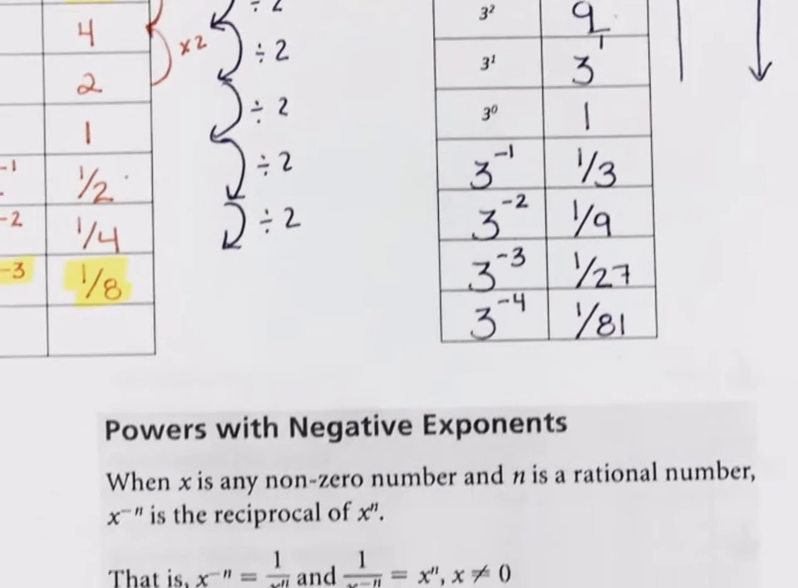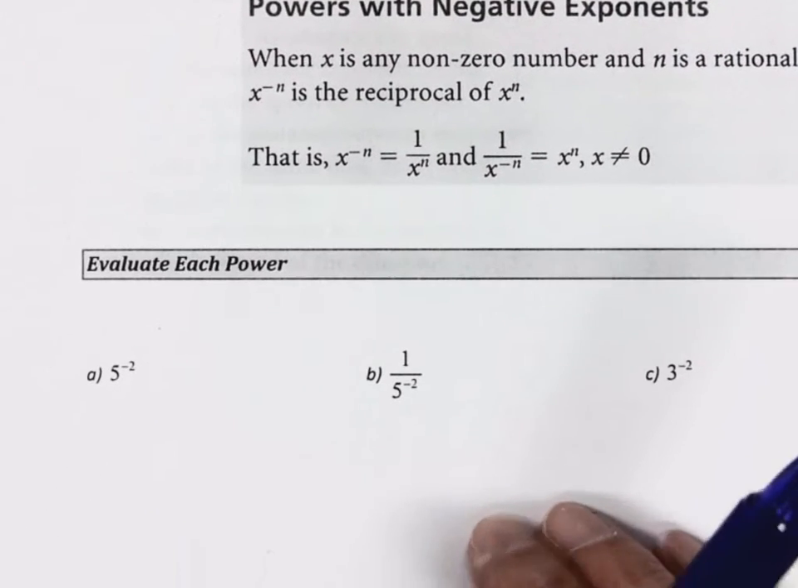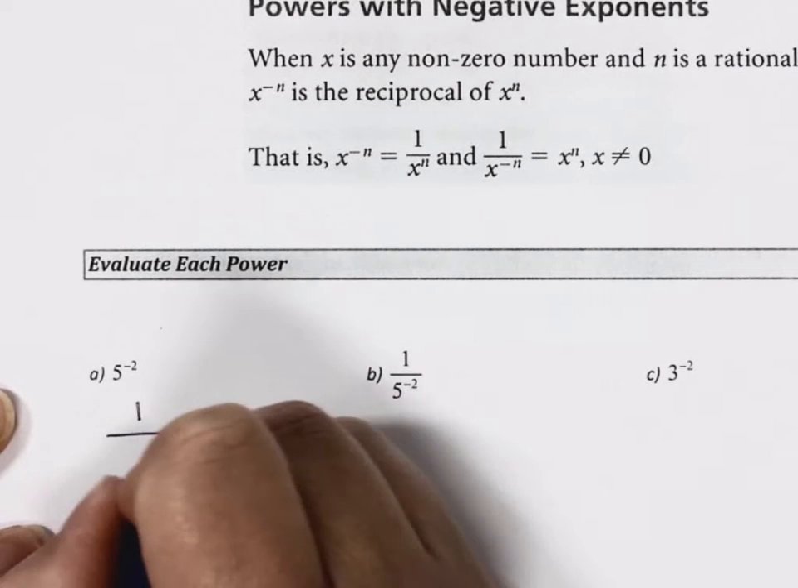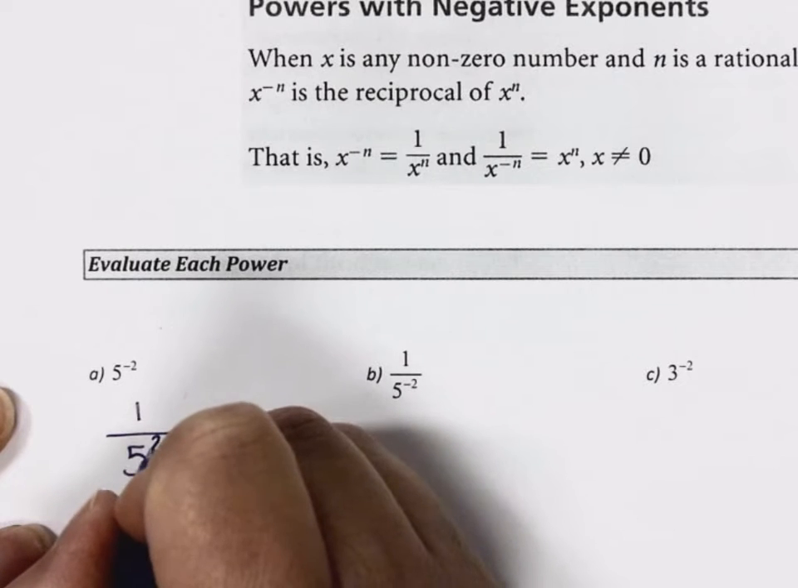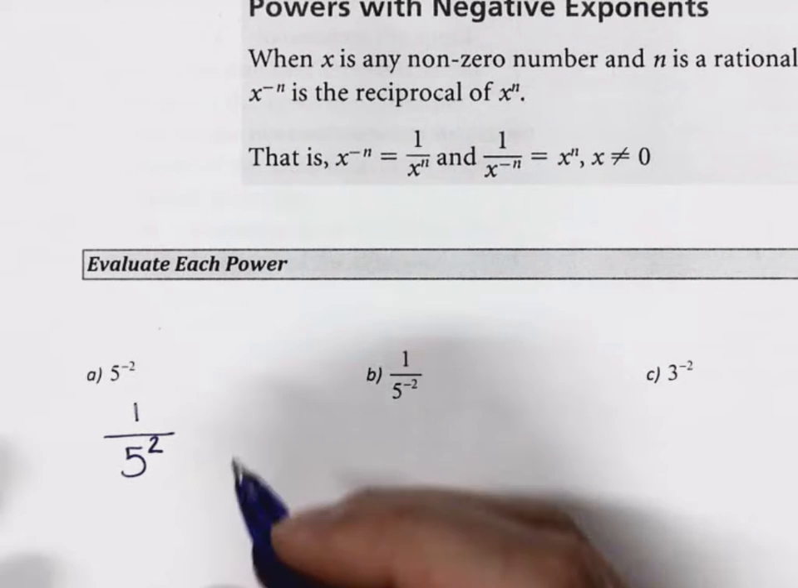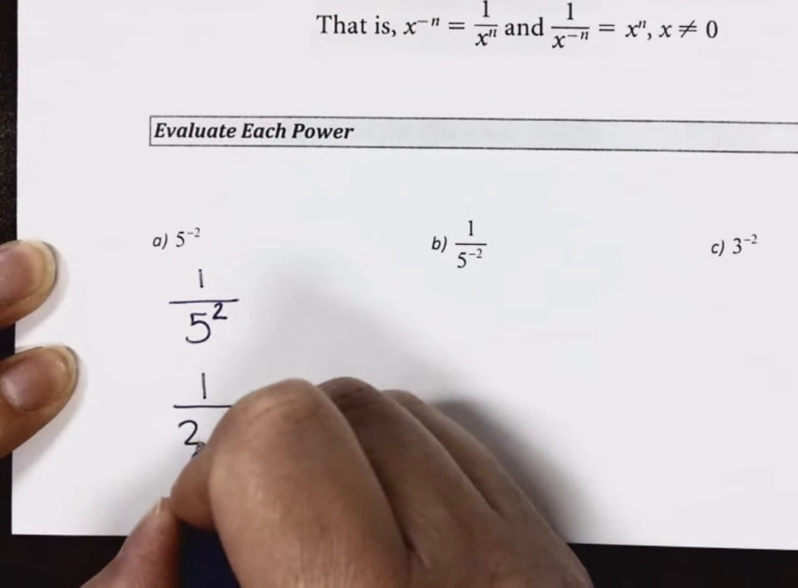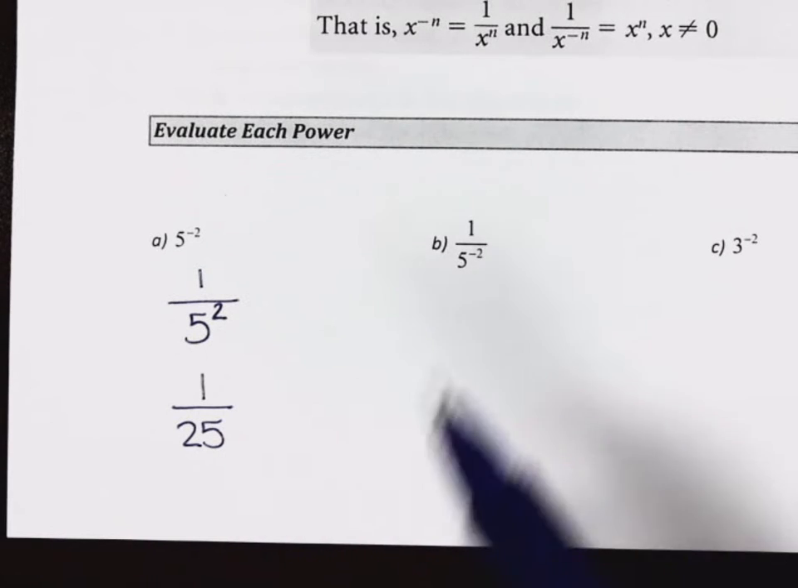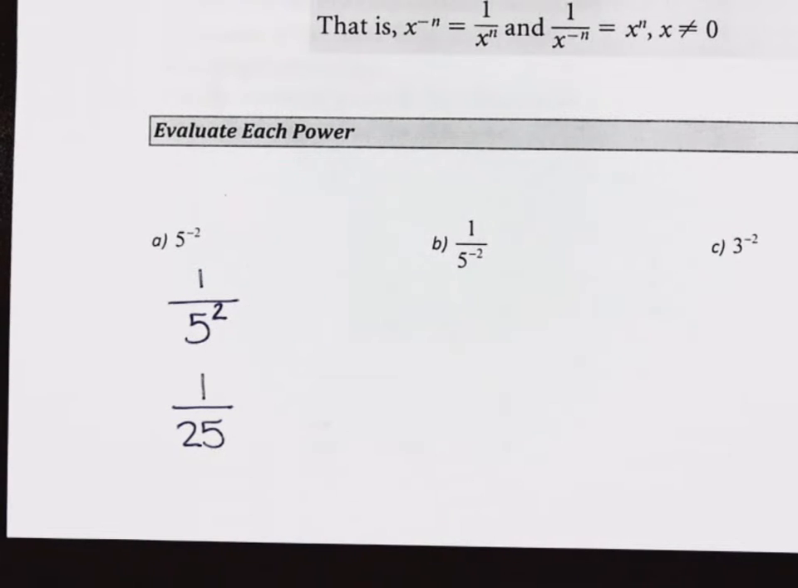We're going to evaluate each power here. 5 to the exponent negative 2. So you can write this as 1 over 5 to the exponent positive 2. And what's 5 squared? 25. Yep. So I wouldn't put these into decimals. I'd leave them as fractions because I think that's going to be a lot easier to deal with.